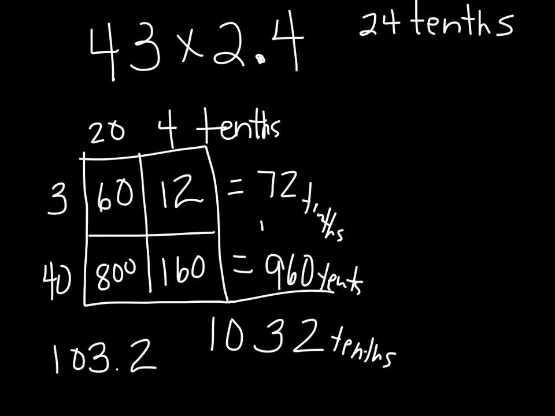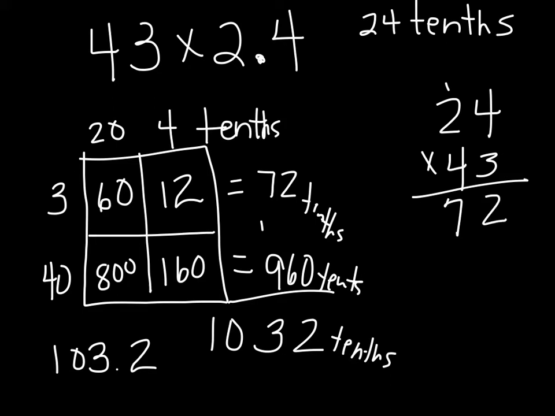Now if I come over and I work the standard algorithm for this number, 4 times 3 is 12. 2 times 3 is 6. One more gives me 7. I'm going to put my placeholder in because I'm moving to my tens place. 4 times 4 is 16. I'll write my 6. My 1 gets carried. 4 times 2 is 8, and one more is 9.